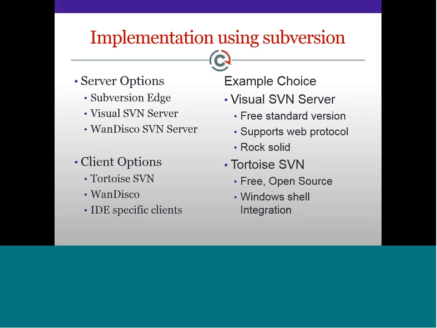What VisualSVN gives you is, of course, it is free. It supports a web protocol, and it's rock solid. They have been in business for quite a while, and they're pretty good. Similarly, TortoiseSVN is free and open source. It has a Windows shell integration, so it has very little impact on how you work. You can still keep working from your folder structure, same files. There are no sites to upload to, and all those kinds of things.